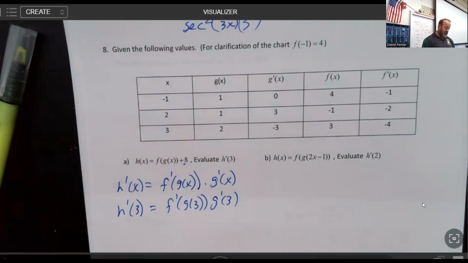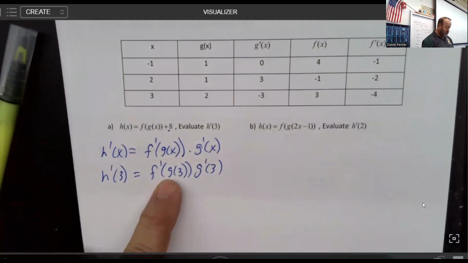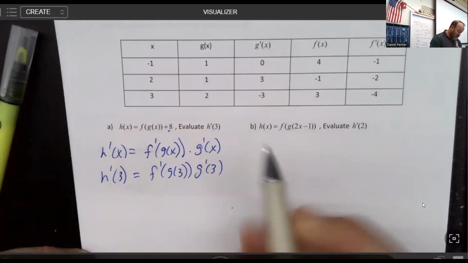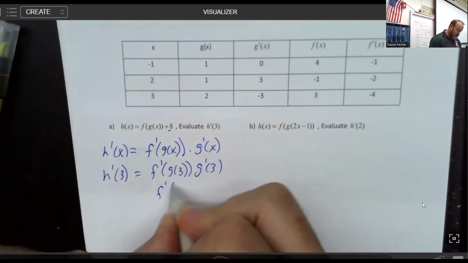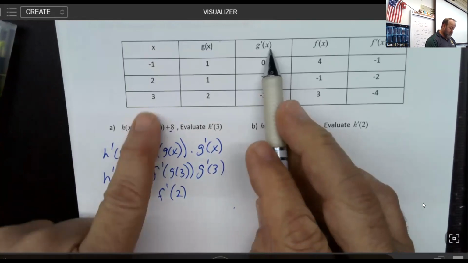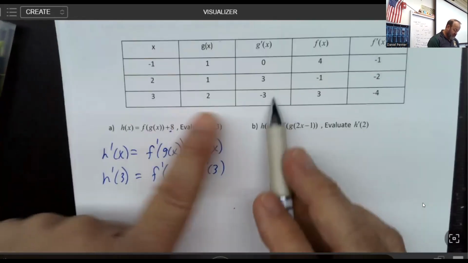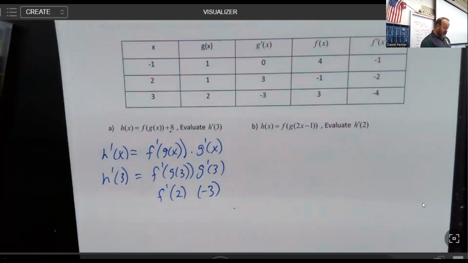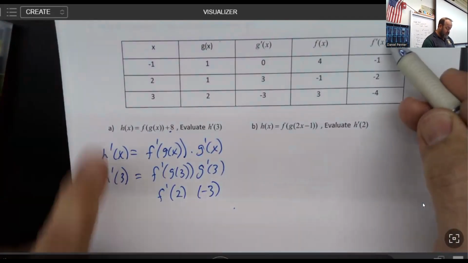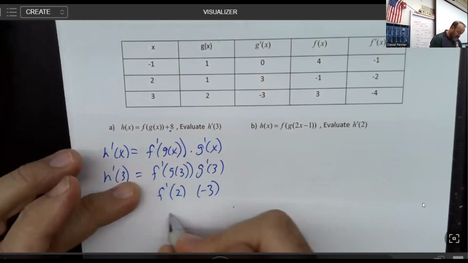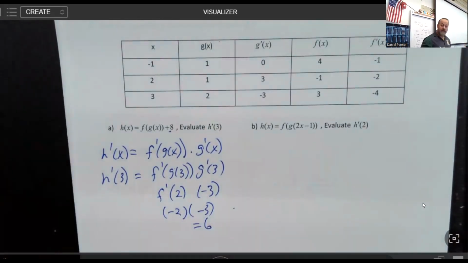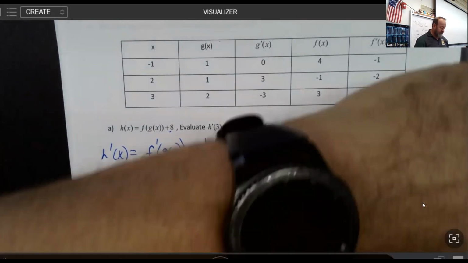And so I need to go up here and find g of 3, and g of 3 is 2. So I'm going to replace g of 3 with 2, and I'm going to replace g prime of 3 with -3. And then all I have left to do is find f prime of 2, which is -2. And I got that result was 6. Dropped something. Sorry about that.